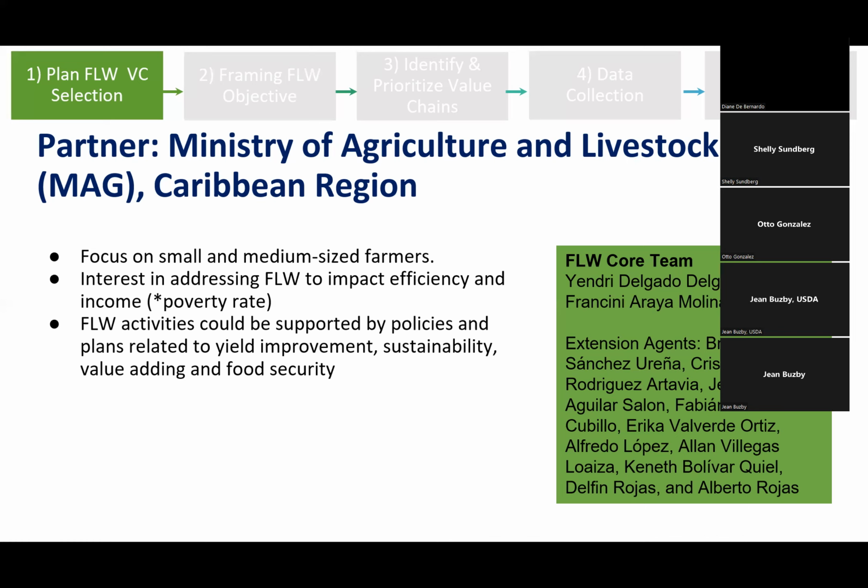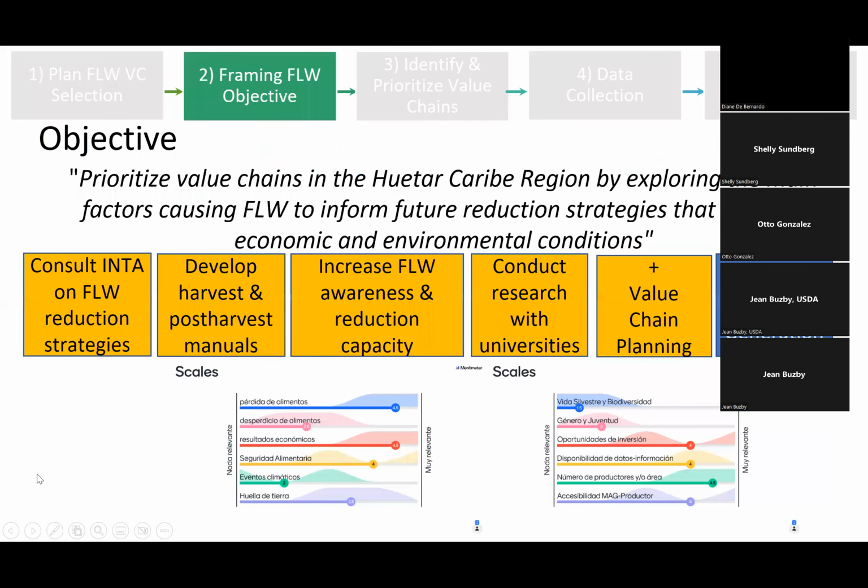So the core team was integrated by members of the ministry, Yendri and Francini, and of course of a bunch of wonderful extension agents collaborated with us throughout the whole 2 weeks of the pilot. So we also want to acknowledge their support on this. In the next slide, I wanted to show you a little bit about the objectives that led the complete process.